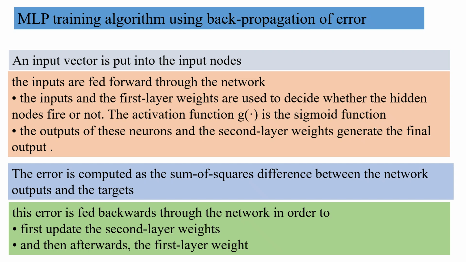So the MLP training algorithm, without using any formulae or any functions, we are simply stating it in words. Later on, the functions would be included in the next video. So we have the input vector, it is fed to the network, and then we go on computing the forward computations till we generate the final output, then the error, and then it is fed backwards to first update the second layer weights and then the first layer weights.